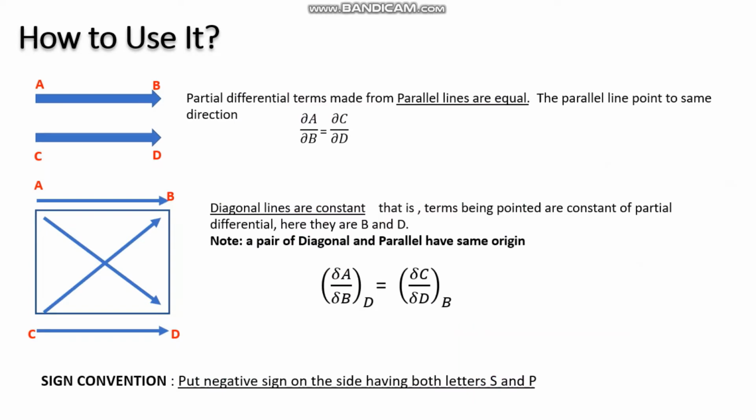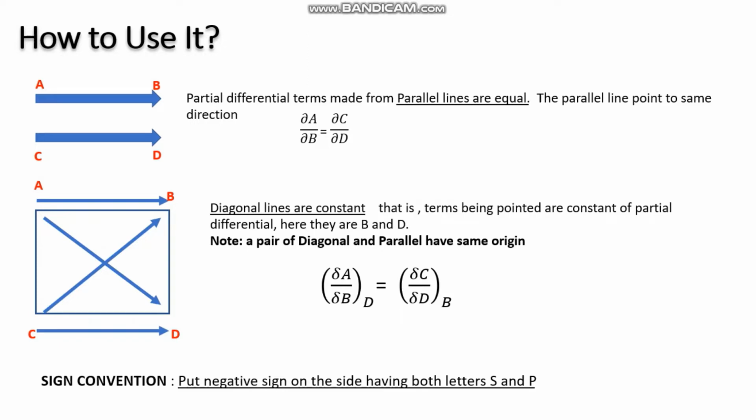Moving on, how do we use it? Here we would remember three things. First, parallel lines are equal. For example, del A by del B is equal to del C by del D. Second, diagonal lines are constant. That is, terms being pointed at are constant in the partial differential.